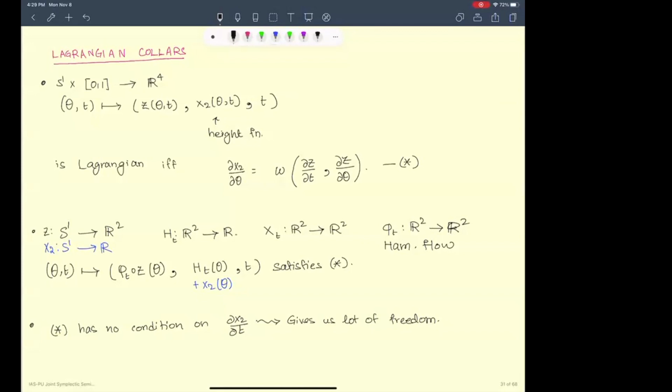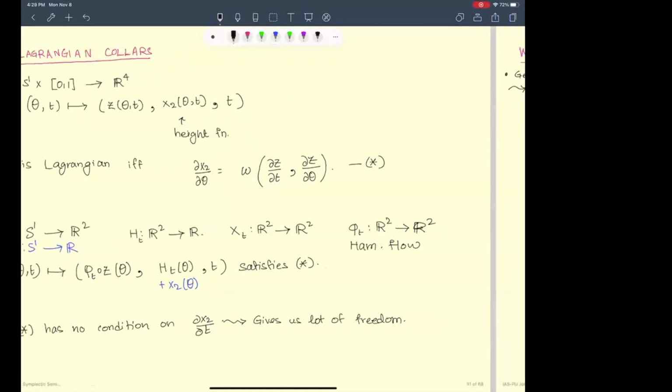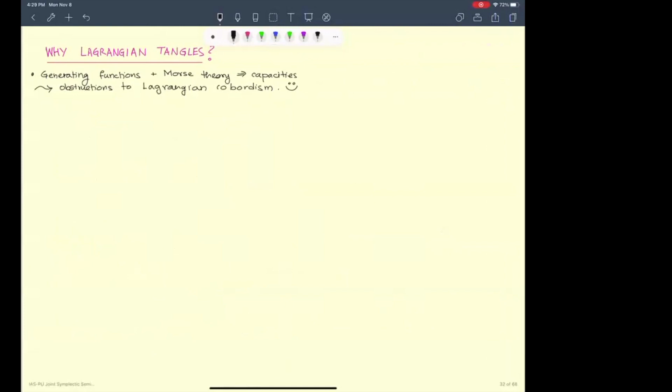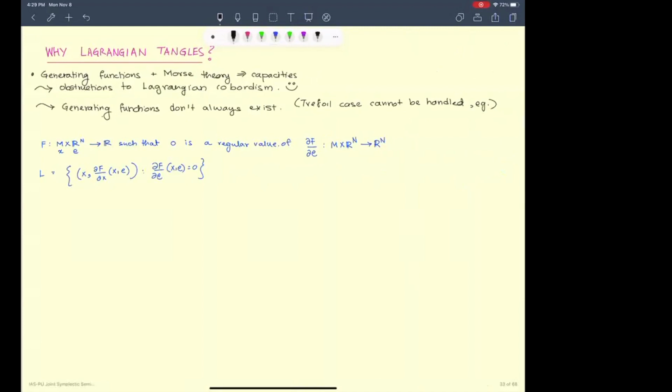Okay, so these Lagrangian tangles, I can get them from cobordisms. But why am I defining this object? There's so much people already do with cobordisms. So I was saying Sabloff and Traynor developed these generating functions and some capacities from them, did very complicated looking Morse theory, and they got a lot of good obstructions. And you were very happy. I was. But a problem is that generating functions don't always exist, or we don't know whether they exist or not sometimes. What is the generating function?